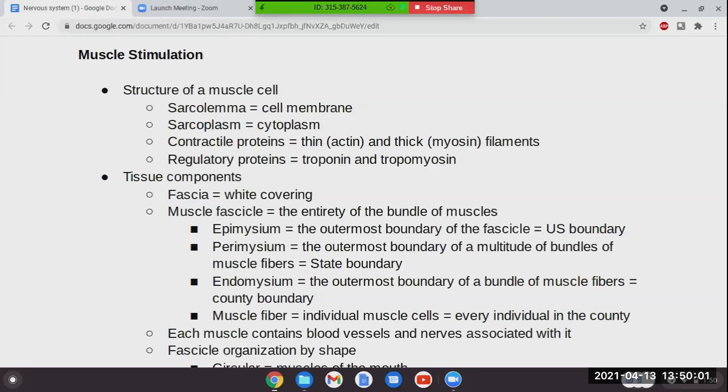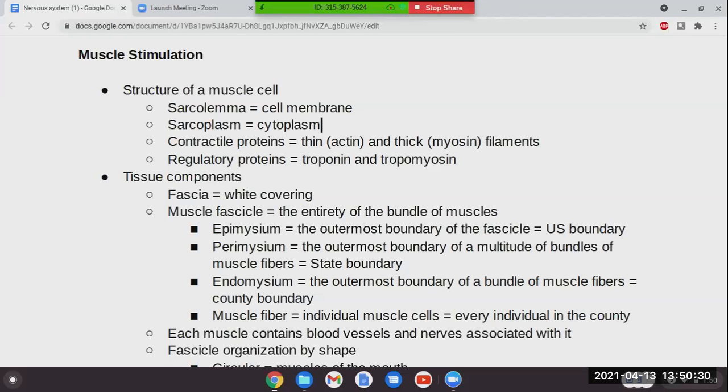And in addition to that, muscle contains contractile proteins, which are actin and myosin, or the thin and thick filaments. And muscle also has regulatory proteins, troponin and tropomyosin. I don't expect you to understand how a muscle functions fully, but at least I want you to understand the background information about it.